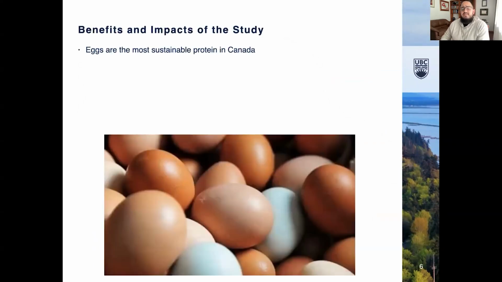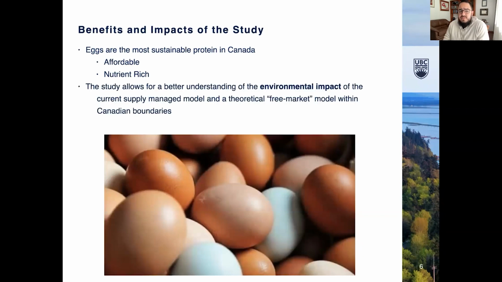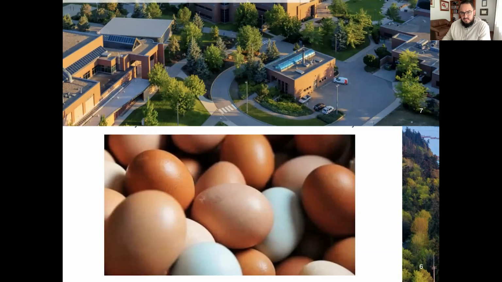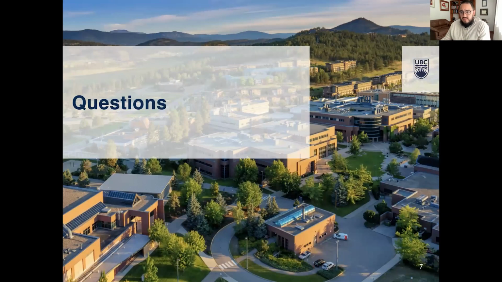Some of the benefits and the impacts of the study: eggs, of course, are the most sustainable protein in Canada currently. They're affordable and nutrient rich. And the study should give us a better understanding of the environmental impact of the current model, while also taking into consideration some of the social aspects of food security and food sovereignty within the Canadian boundaries. The study should also serve as a base for a future economic and social study of the same boundaries. If you have any questions, I'll gladly answer them.